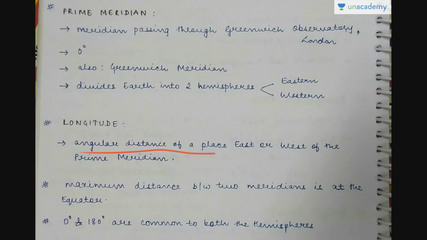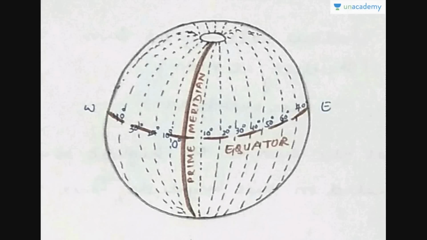Now the maximum distance between two meridians is at the equator, this I have told you. Then 0 degree and 180 degree are common to both hemispheres. When we start from here at 0, we move towards 180 degree here in the west, and towards 180 degree here in the east. So these western line and eastern line are the same, the common line, 0 to 180, 0 to 180, and then since it's a circle, it's the same line opposite to 0 degree.